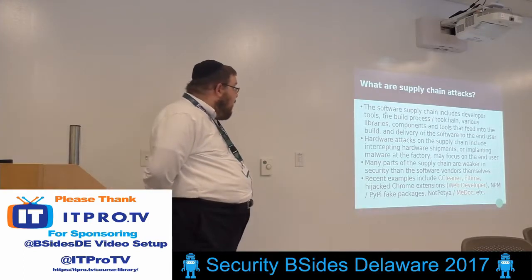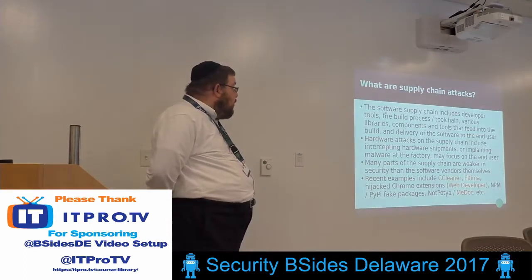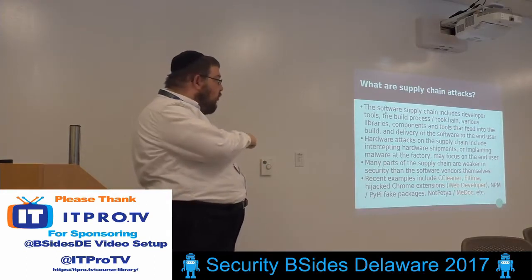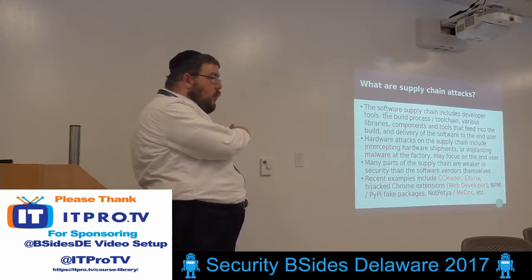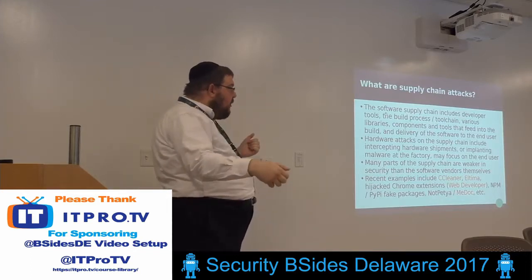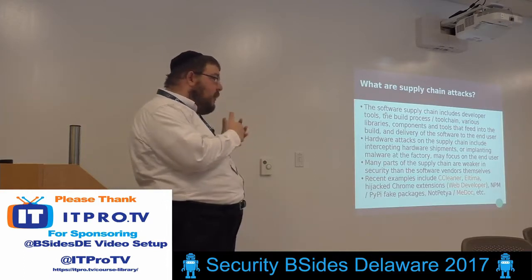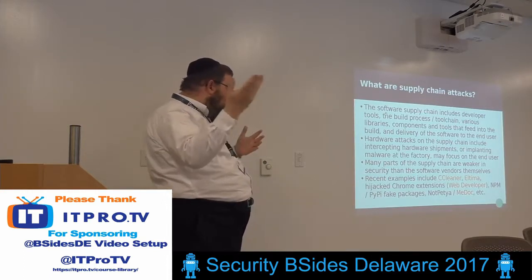Supply chain software: you've got the actual build process. You've got the libraries that you're putting in. You've got the tools that operate the build. You have your source code repository. It travels to your build server. It goes somewhere else for testing. Eventually, it ends up on some server which digitally signs the application and gives it to Android or iOS.